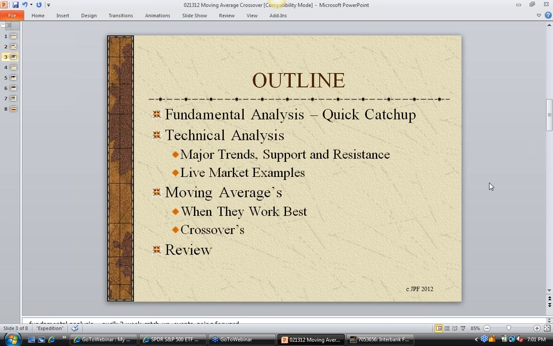All right, tonight's outline, we're going to be doing a quick catch-up of the fundamental analysis, a very quick catch-up. Not much has changed since I talked to you a few weeks ago. We'll go into technical analysis, and I'll kind of merge the technical analysis with moving averages that you see there, because again, moving averages basically would be considered technical analysis. And then we'll do a quick review and show you what's next coming up as far as the webinar 2 weeks from now.